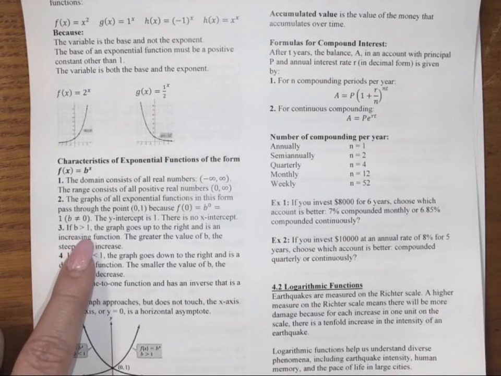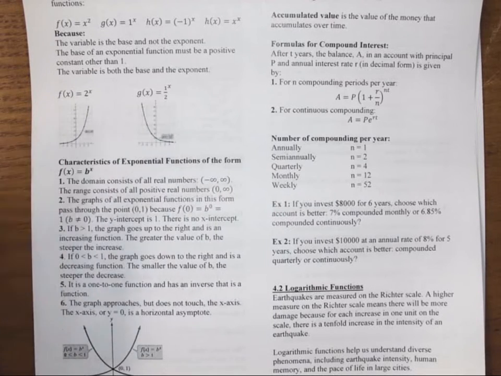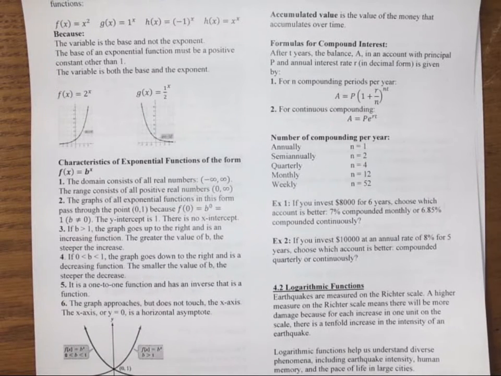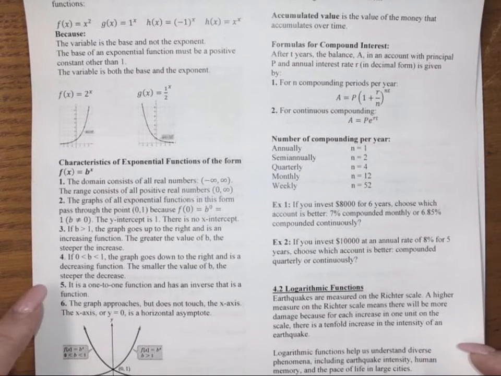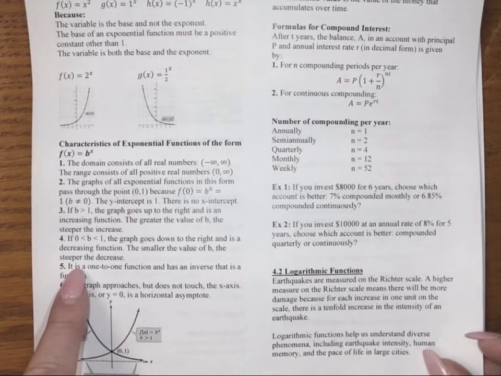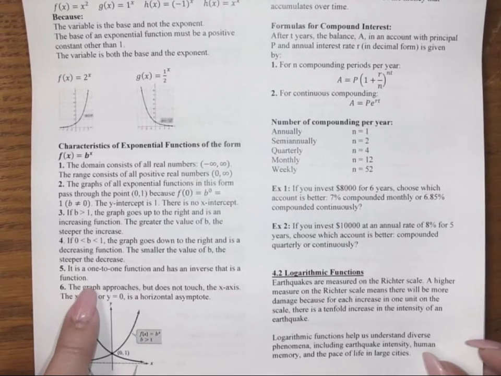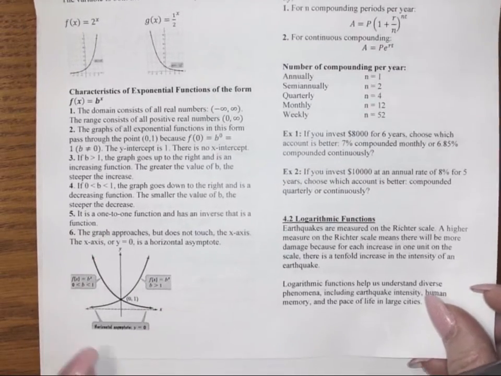If b is greater than 1, the graph is going to go up to the right in an increasing function. If it is a fraction between 0 and 1, it's going to go down to the right, and it's a decreasing function. The smaller the value, the steeper the decrease will go, and the greater the value, the steeper the increase will go. It is a one-to-one function and has an inverse. And the graph approaches but does not touch the x-axis because of that horizontal asymptote.